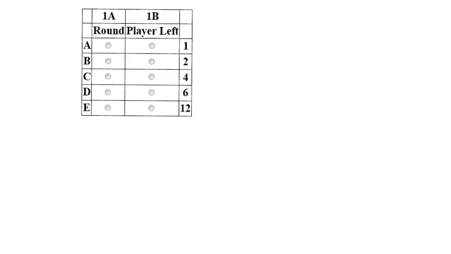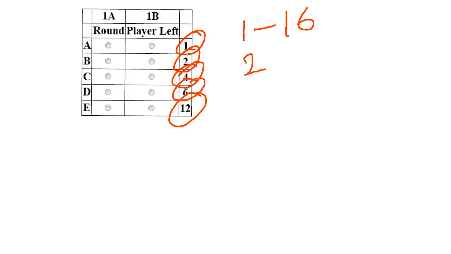But what are the choices given? We will see those choices first. Here the choices are 1, 2, 4, 6, and 12. The 5 choices are like this, but we know, after the first round, 16 players are left. After the second round, 8 players are left. After the third round, 4 players are left. After the fourth round, 2 players are left. After the fifth round, only 1 player is left.